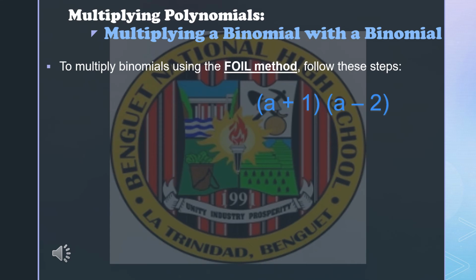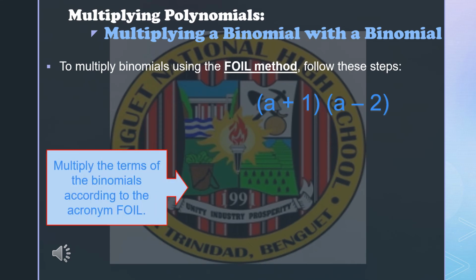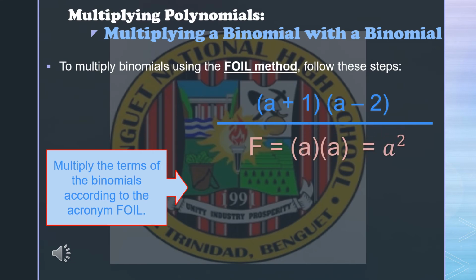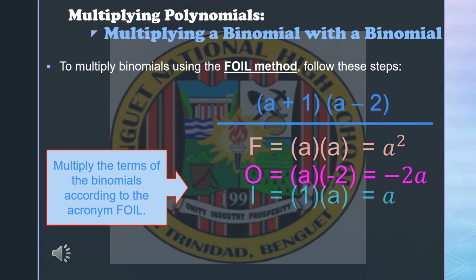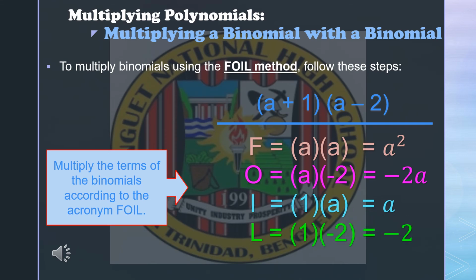To use the FOIL method then, what you have to do first is to multiply the terms of the binomials following the acronym. Thus, we multiply our first terms, a and a, to get the product a squared. Multiplying the outer terms, we have negative 2a. Moving to the inner terms, we have a. And finally, for our last terms, we get the product negative 2.